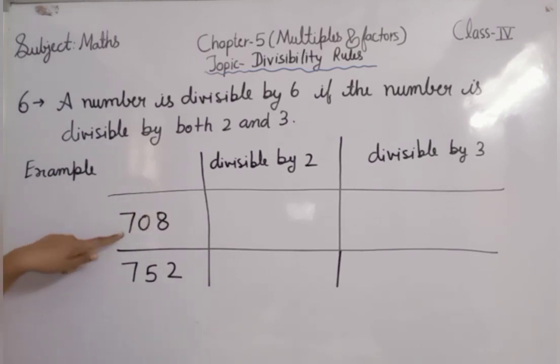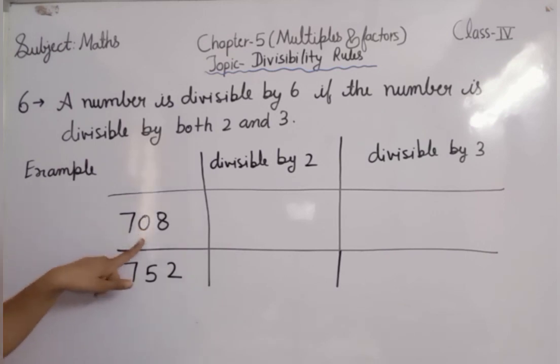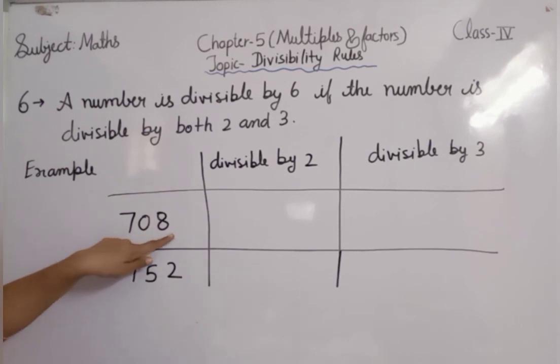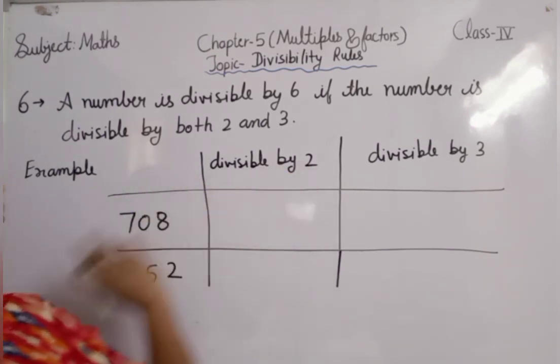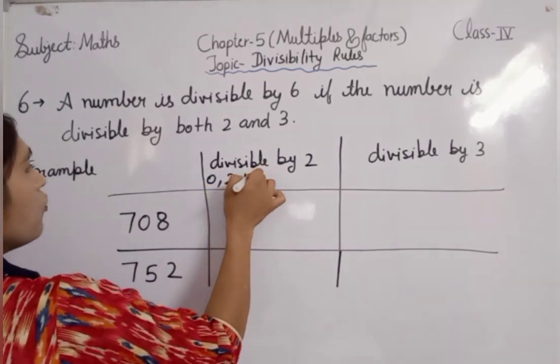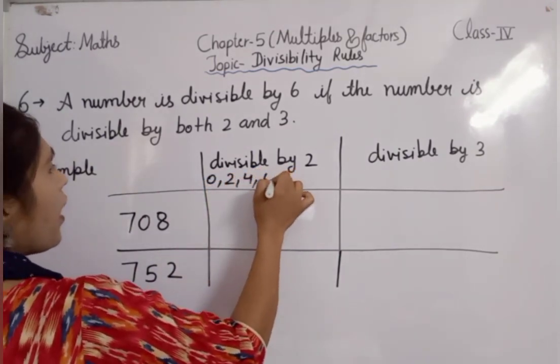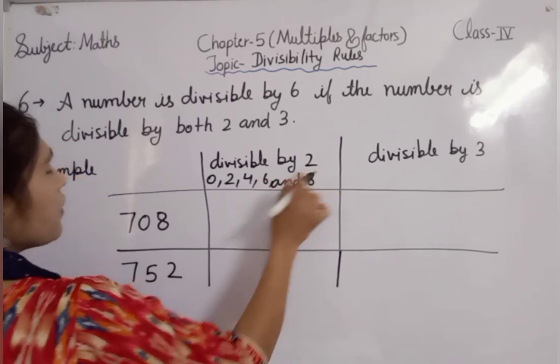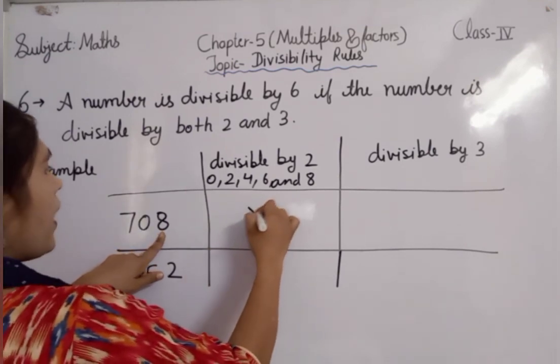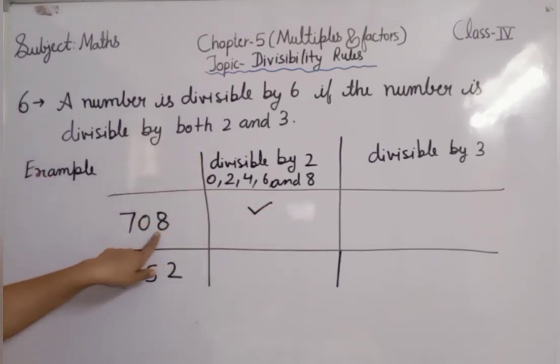708. Now we have to check whether 708 is divisible by 6 or not. So what is the rule of divisibility by 6? We have to check that the number is divisible by 2 and also by 3. Let's find out. What is the rule of divisibility by 2? The last digit should be an even number: 0, 2, 4, 6 or 8. Here the last digit is 8, so it is divisible by 2. Yes, this is divisible by 2.